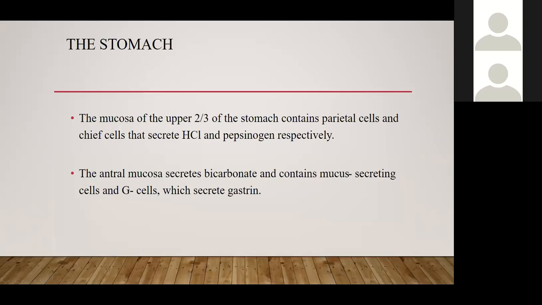So the upper 2/3 of the stomach contains parietal cells and chief cells, which make HCl and pepsinogen respectively. Then the antral mucosa has the G cells, which make gastrin and also secrete bicarbonate and mucus. And this mucus is very essential in protecting the inner lining of the stomach, because without the mucus, the mucosa is easily exposed to all those injurious agents.